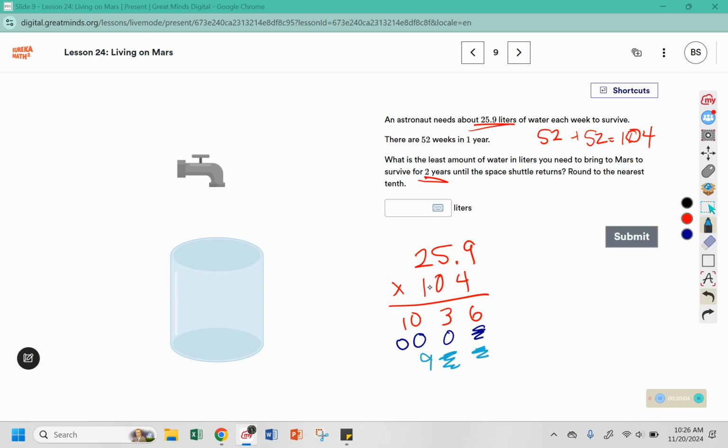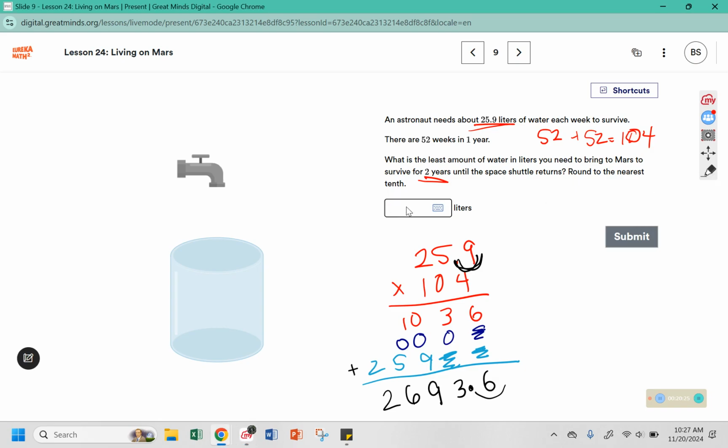1 times 9 is 9, 1 times 5 is 5, 1 times 2 is 2. Add those up. 6, 3, 9, 6, and a 2. We have 1 decimal place in our question, so we need a 1 in our answer. And we're going to try 2,693.6. Yes.